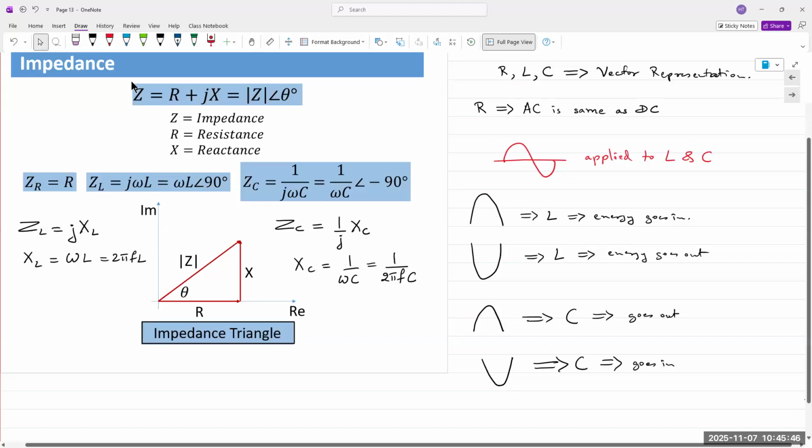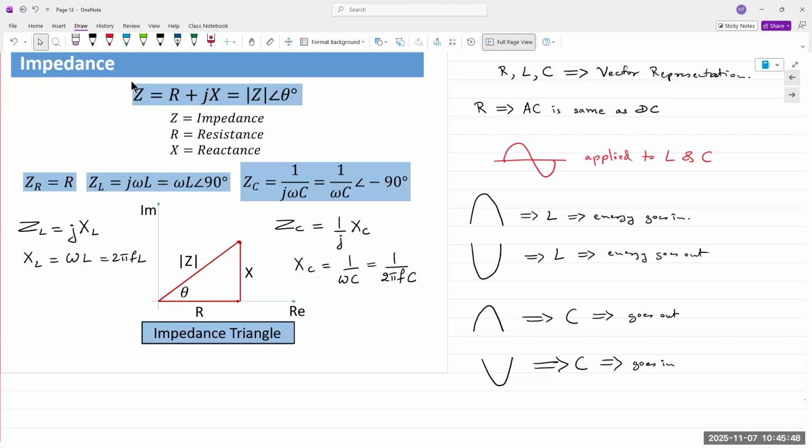Is it starting to make a bit more sense? Okay. That's just a mathematical representation. We have about 15 minutes left, so do you have any questions or shall we move on?